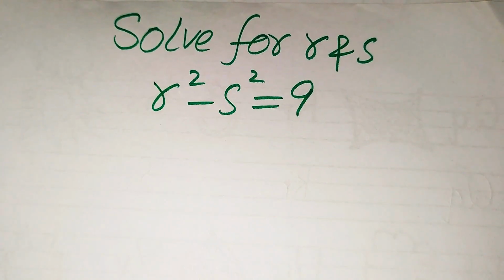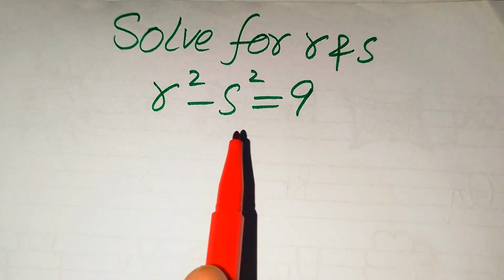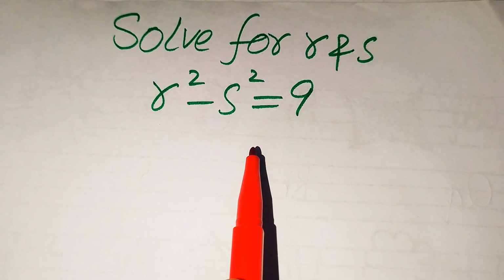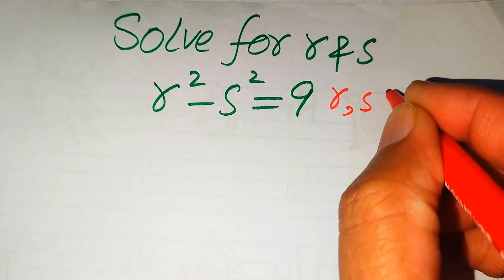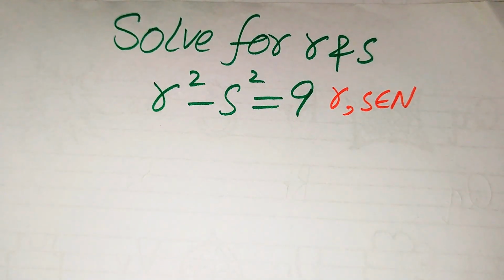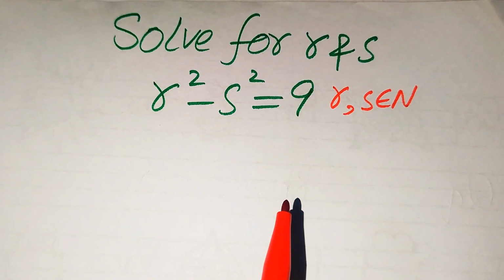Hello everyone, how to solve this problem for the values of r and s if we have r squared minus s squared equals 9, and we solve this problem for all the values of r and s. So here, remember one thing: our r and s must belong to N, where N denotes the set of natural numbers. It means that we solve this problem for the natural values of r and s.